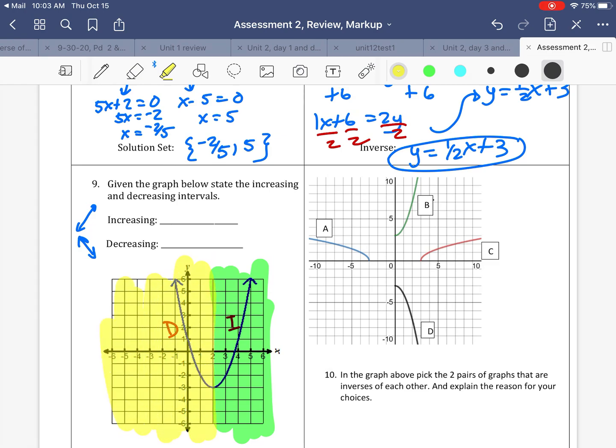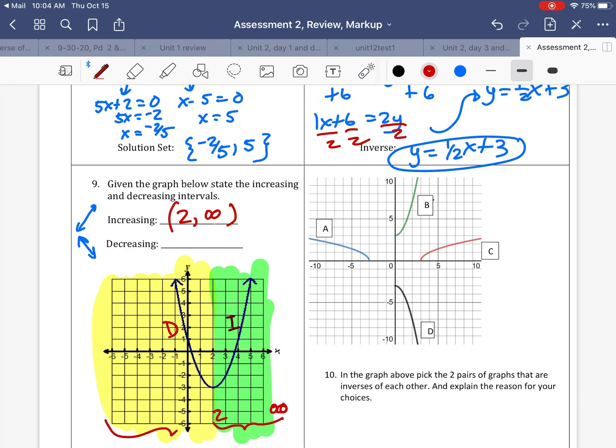Okay? So how do I name that yellow and that green part? Well, I name it using x values. Everything from 2 over is increasing, so that's from 2 to infinity is increasing. All right, and everything from 2 back, so this whole area is from 2 back to negative infinity, is decreasing. So I would say negative infinity, comma 2. You never use brackets, you always use parentheses on increasing and decreasing. All right, and that is it. And, oh, no, wait, I'm sorry. There's a whole other problem.